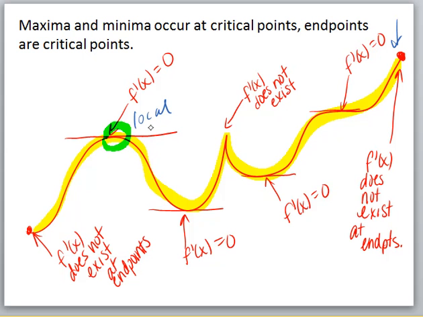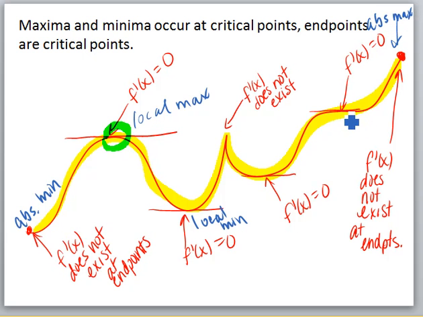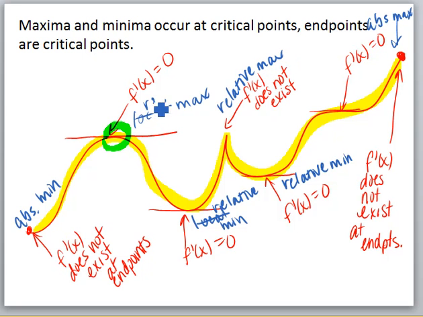So back to this picture, this is considered to be a local max. This one would be a local min. This seems to be the absolute minimum. This one would be the absolute max. This one is not a max or a min, it's just a critical number. This is another local or relative, I'll use that word this time, relative min. Remember that means the same thing. Local and relative are the same thing. And then this last one is another relative max. Remember, local and relative are the same words.